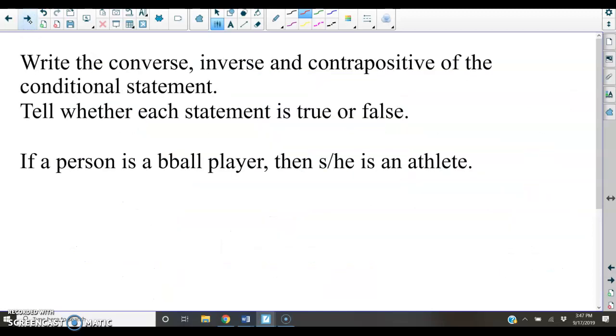So what I was asking you to do is go in and write the converse, inverse, and contrapositive of the conditional statement. Well, we have several examples now. I'm not going to go through all this for you.